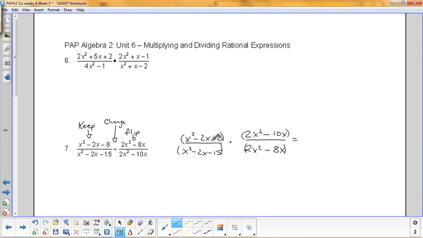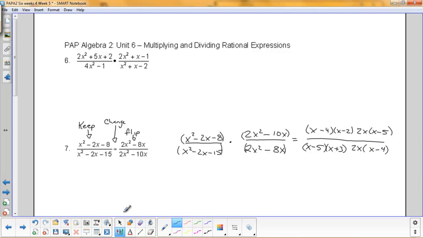All right? So that becomes x minus 4, x minus 2. That is 2x times x minus 5. This is x minus 5 and x plus 3. And that is 2x times x minus 4.